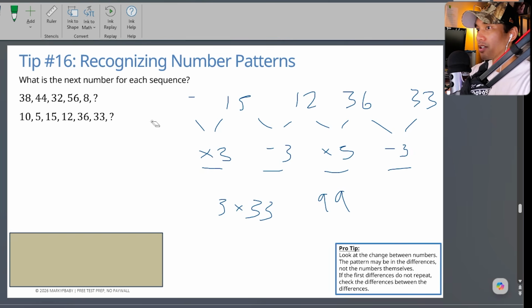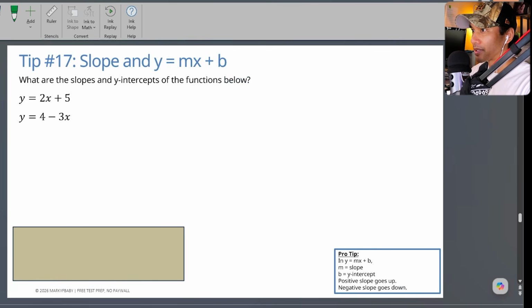Again, this is just an overview. These are just some tips, some skills that you should know. I don't know why I wrote tip. These are skills, but I'm just going to run with it and keep calling them tips till the end.